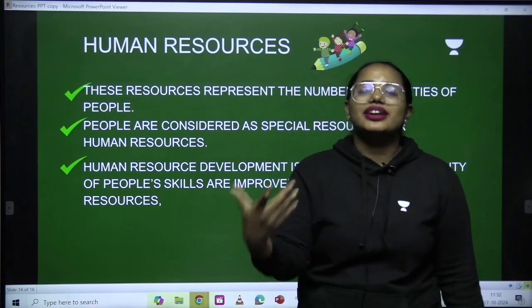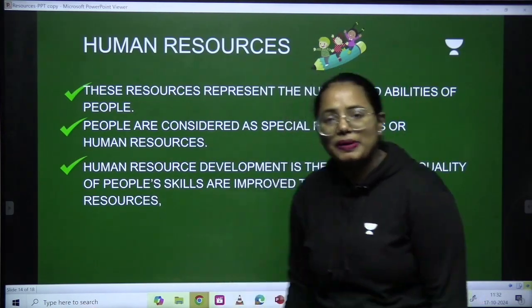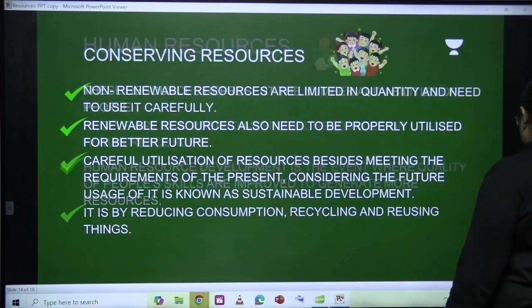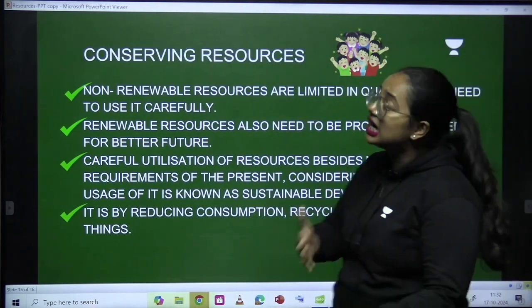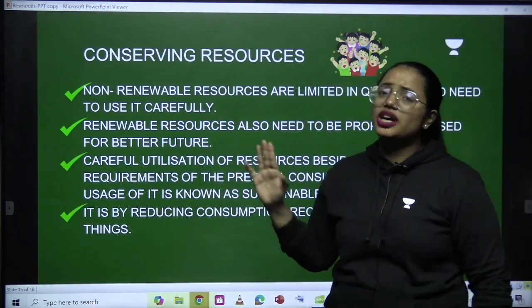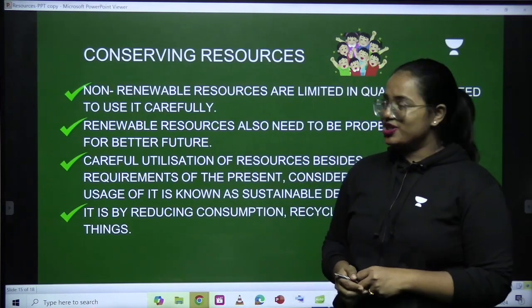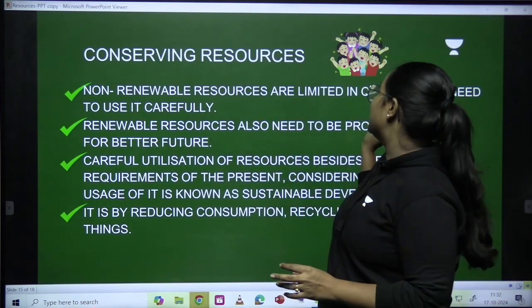This can also be a resource to you. Correct? So I hope everyone is clear with this point, and now we are moving towards the next one. It's all about conserving resources. Conserving resources is also very, very important. Non-renewable resources are limited in quantity.